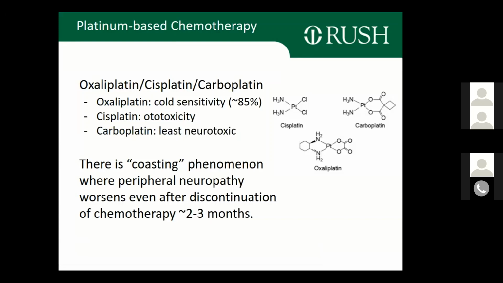Cisplatin is not as commonly used, but it can cause problems in hearing, so ototoxicity, where you get ringing in the ear or hearing loss, so that should be monitored. Carboplatin is actually the least neurotoxic, with a much lower rate of peripheral neuropathy. The unique thing about the platinum-based chemotherapy is that there's something called a coasting phenomenon, where this neuropathy can worsen even after you stop the chemo. It may worsen over the next 2-3 months, even while you're not on chemotherapy, and then improve after that. So this can be pretty frustrating for patients and also the doctors.